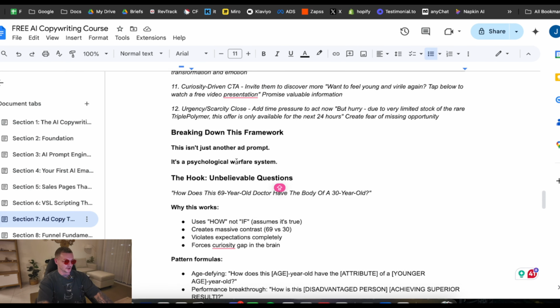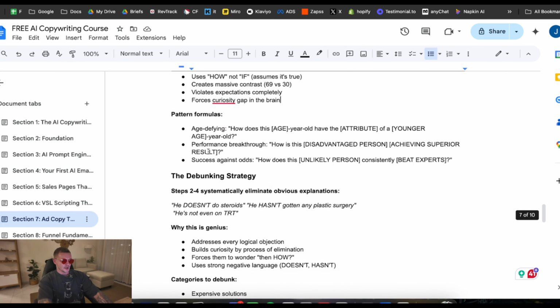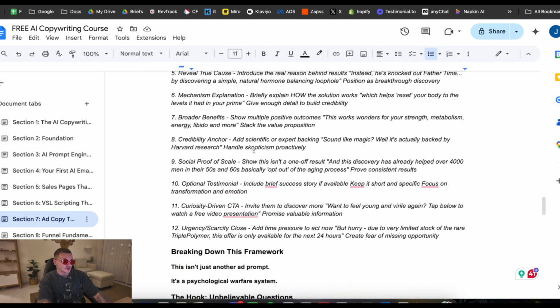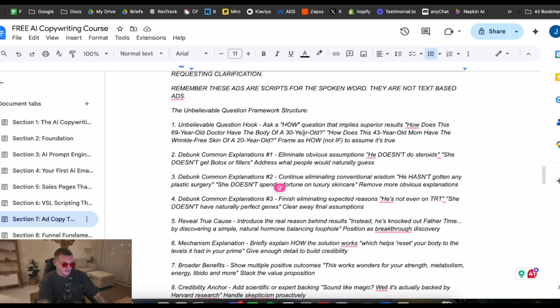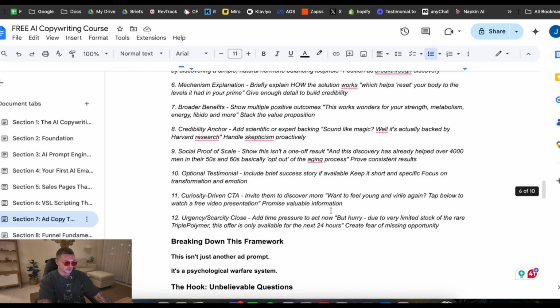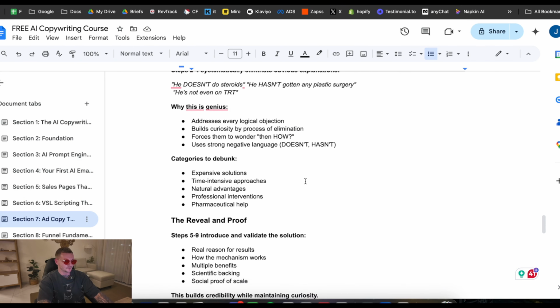Again, why does it work? We're giving it an actual proven framework. This is like an OG ad that people have been running for years. And then it tells it specific language to use. If we look at it, it's like, how does this 43-year-old mom have this wrinkle-free skin, sound like magic, want to feel young and virile again? I can't remember how to say that word. Blah, blah, blah. Anyway.